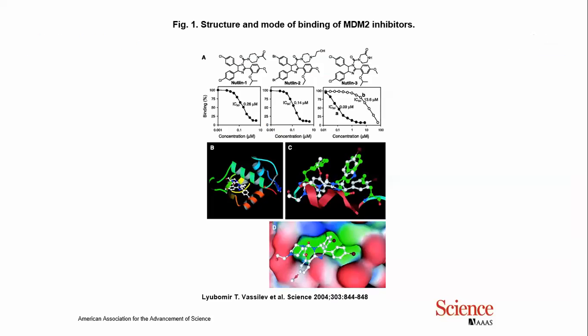Here I take one of the highly cited papers, for example. In vivo activation of the p53 pathway by small molecule antagonists of MDM2, published in Science in 2004 with more than 4,000 citations. The small molecules referred to are the nutlins 1, 2, and 3 here.